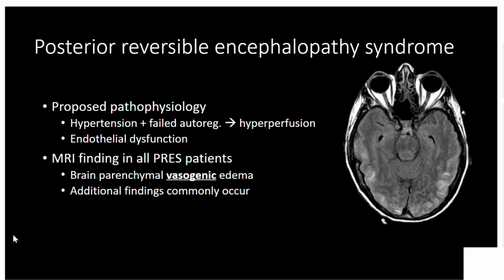So microhemorrhage is very common. Hemorrhage with mass effect is about 7% of patients. That also, when there's a parenchymal hematoma, is associated with worse outcome. But in general, even in those cases, these tend to be reversible if the underlying insult is addressed. Any questions on PRES before we go on?